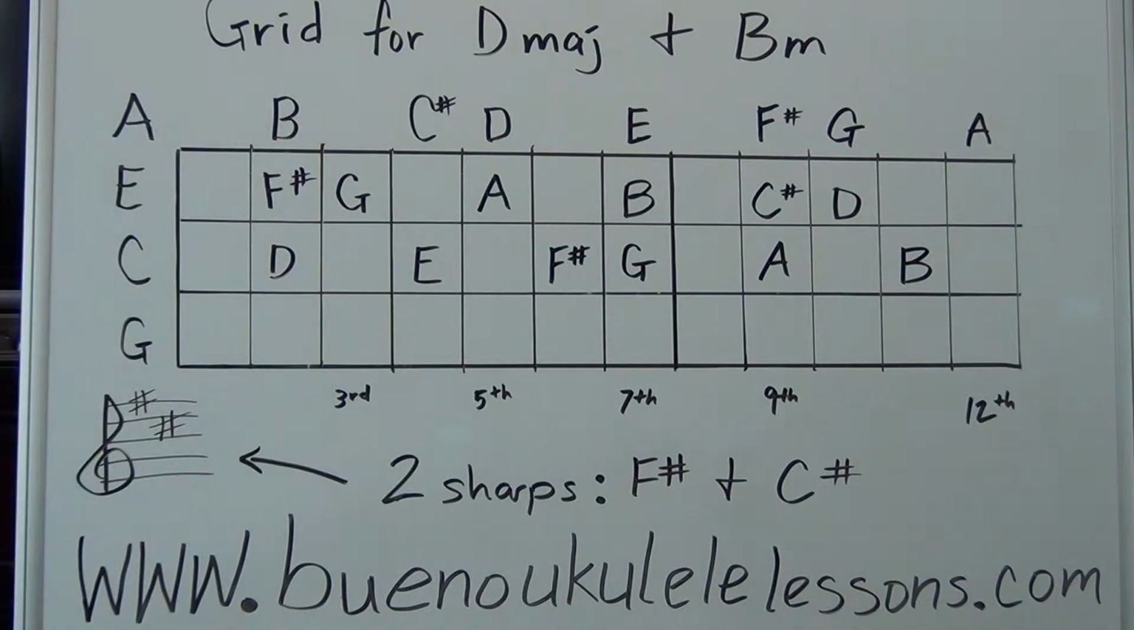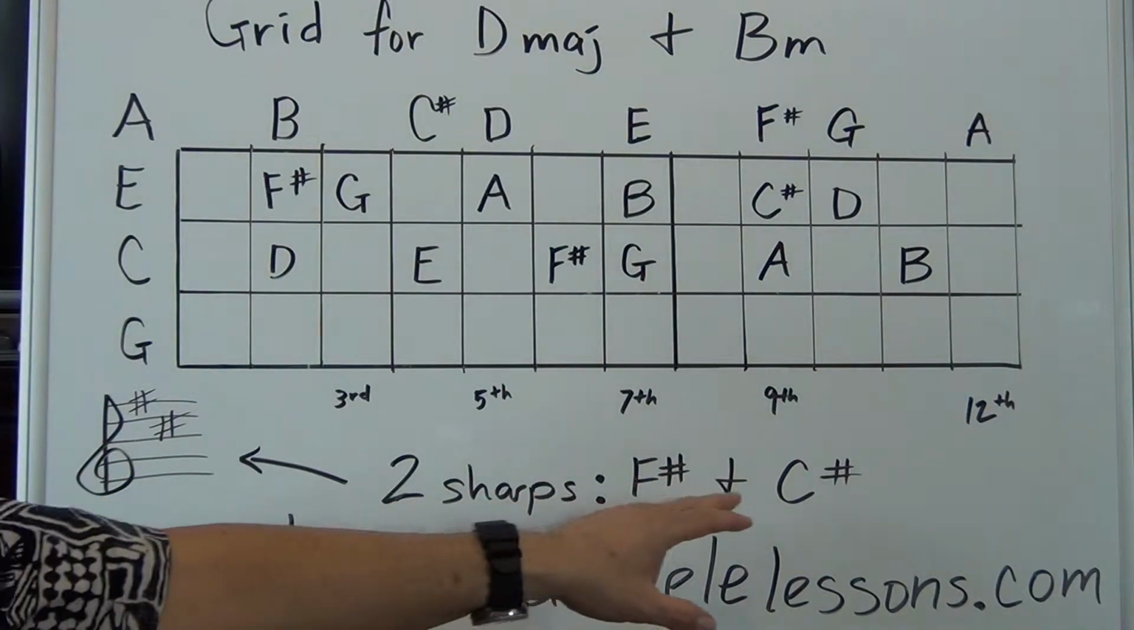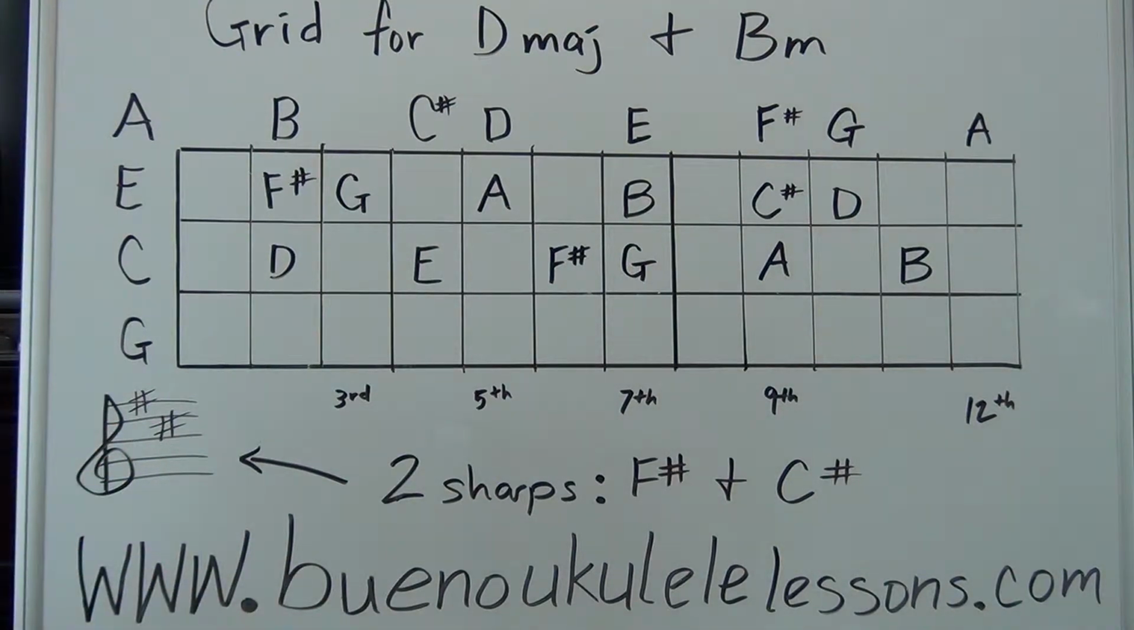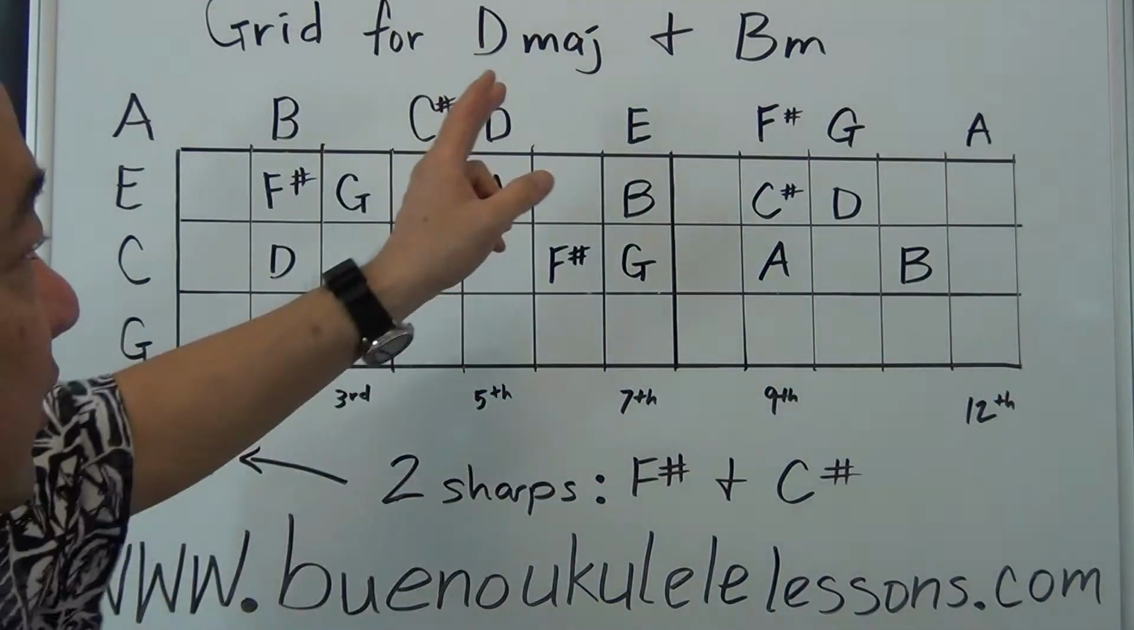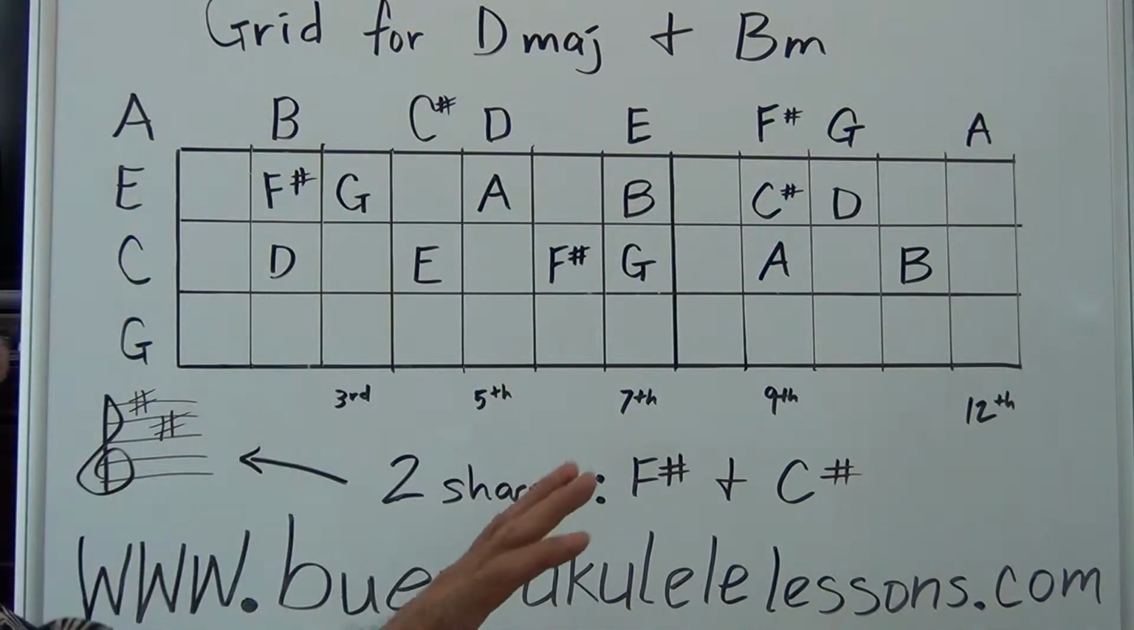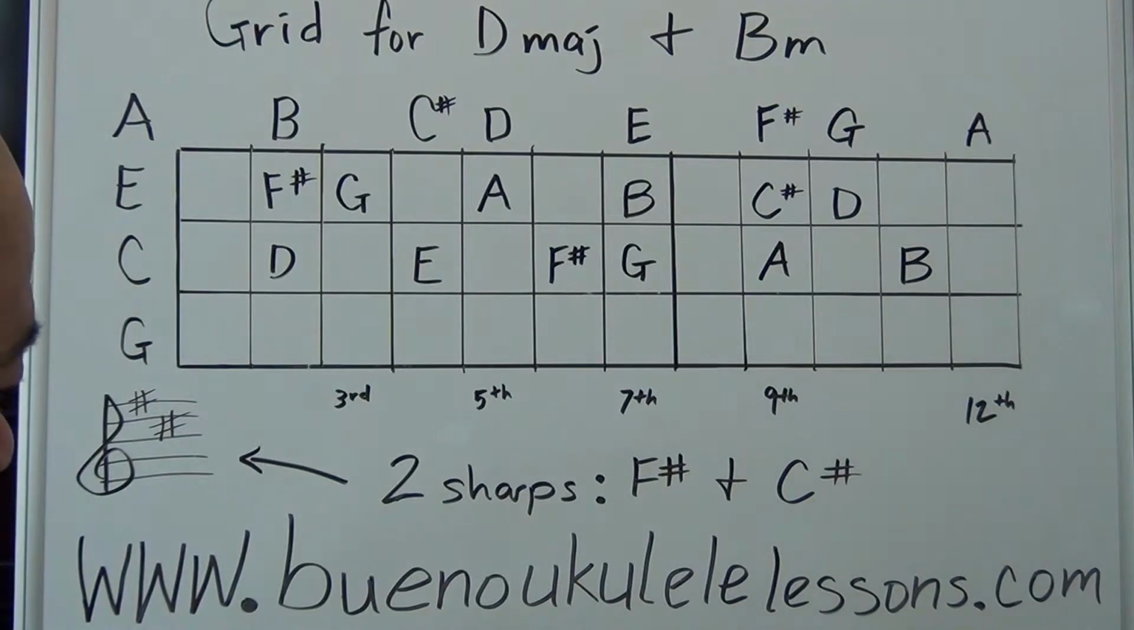So in the key of D major and B minor, your key signature is made up of two sharps, F sharp and C sharp, located just like that. So keep that in mind. Every time you're playing in the key of D major, B minor, by the way, to keep it short, I'm just going to say D major, but you know I'm talking about D major and B minor.